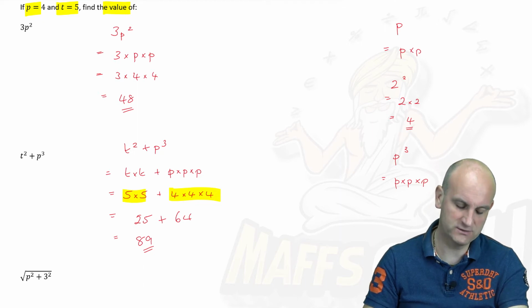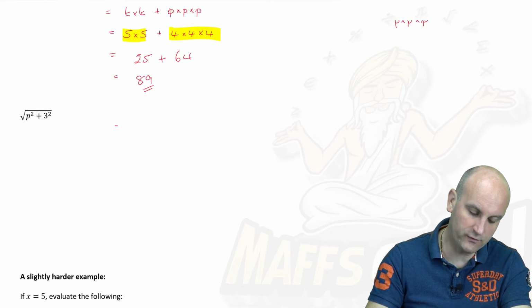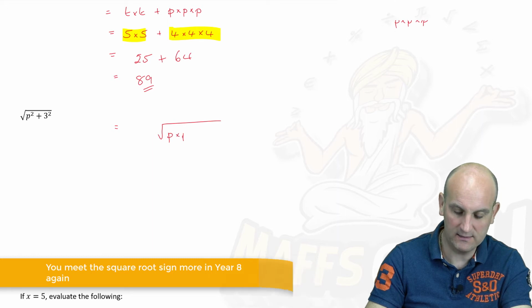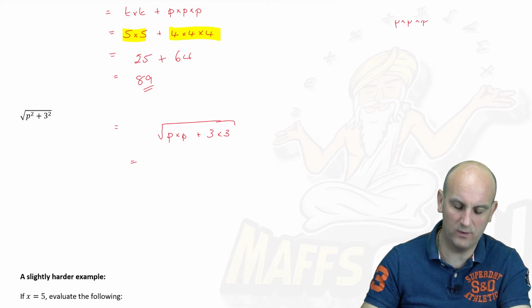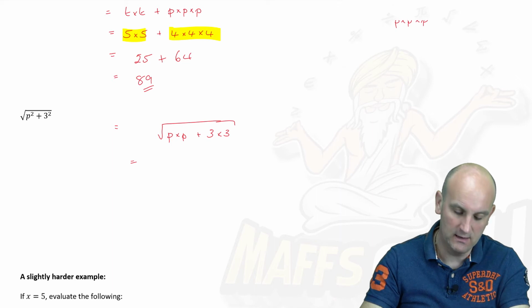One more. Square root of p squared plus 3 squared. Well, we're going to scroll up a moment, because what on earth does that mean? The square root we'll come back to in a moment, but that's now p times p, plus 3 times 3. Righty-ho. So we've written it out in a way that we can do. We've done that square root sign. I'll come back to that in a moment. Let's leave it in there.